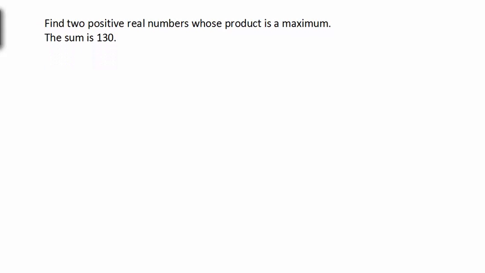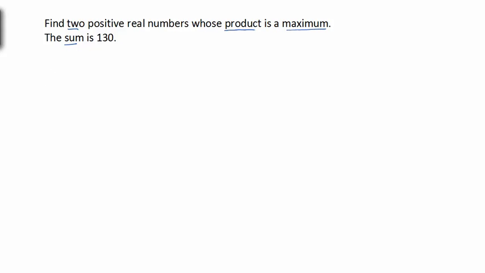Our second example says we want to find two positive real numbers whose product, and product means we're multiplying, is a maximum. And it tells us the sum is 130, which means the sum of the two numbers is going to equal 130. So we want to find two positive real numbers whose product is maximal.